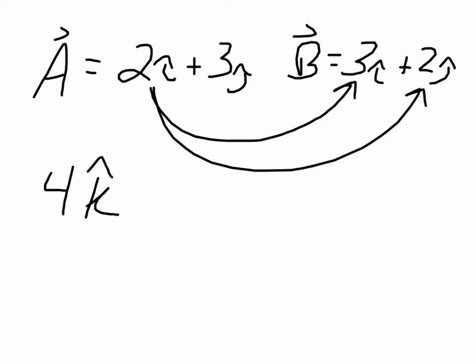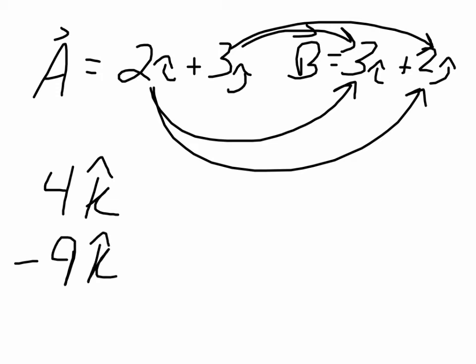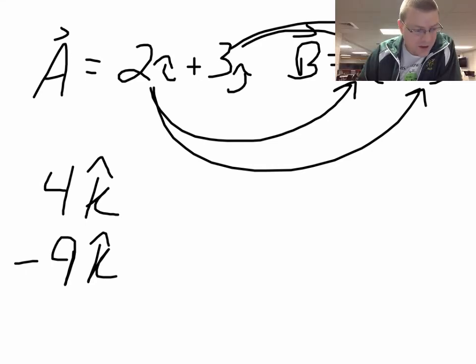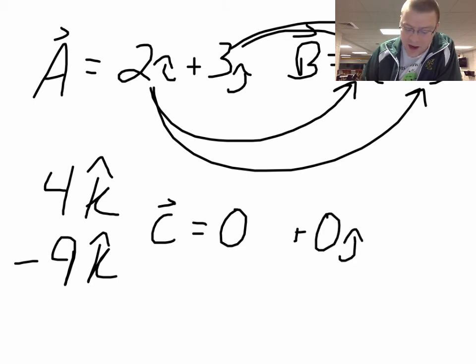And then I'm going to do the same thing again, but now I'm going to have 3j multiplied by 3i and 2j. Well, again, I don't have to care about the ones that have the same vector components, so all I really care about is the 3j times 3i. And j cross i gives us negative 9k. So if I want to add up all my answers here, the net result of vector C would be 0 in the i direction, 0 in the j direction, and negative 5 in the k direction.